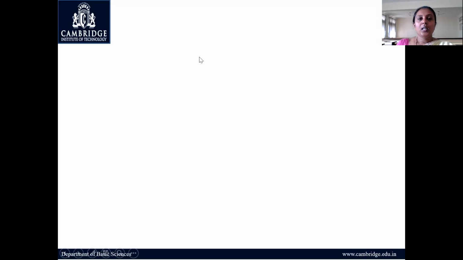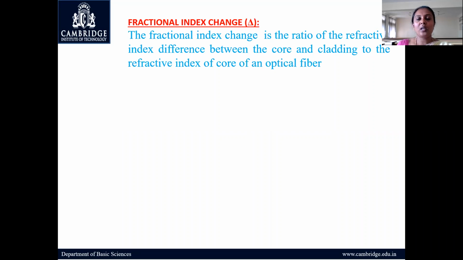Hello students. Today we are going to discuss the fractional index change. Now what is a fractional index change? It is denoted by the symbol delta. So what is a fractional index change? Fractional index change is the ratio of the refractive index difference between the core and the cladding to the refractive index of the core of an optical fiber.